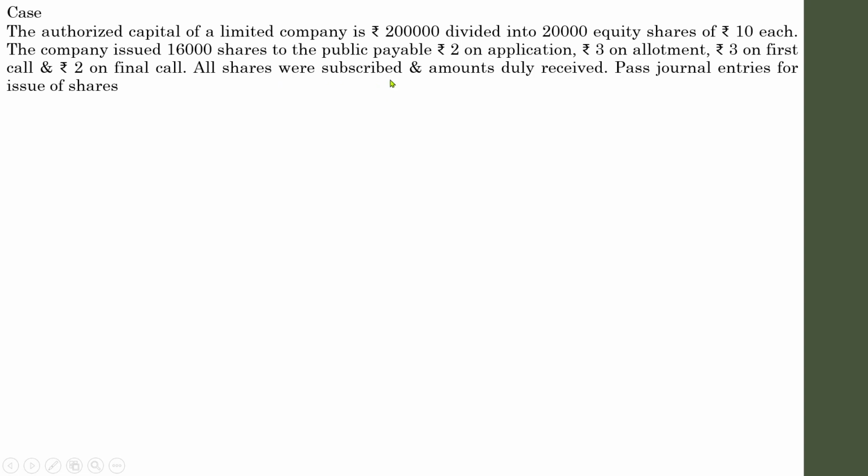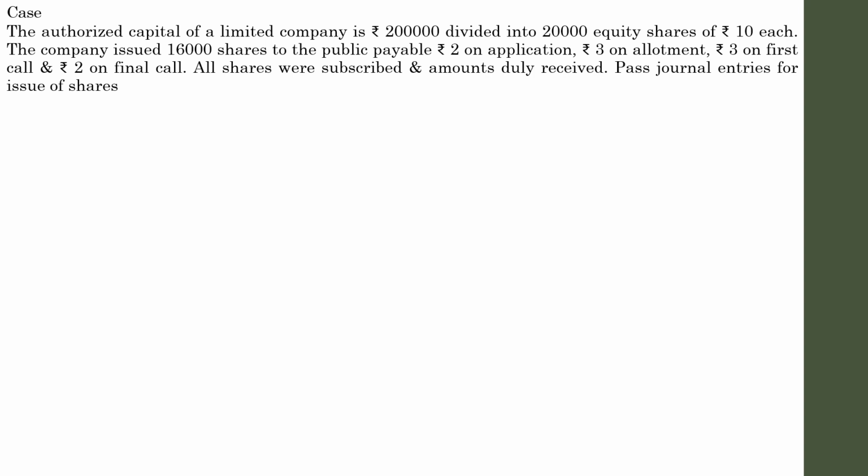All shares were subscribed and amounts duly received. Pass journal entries for the issue of shares. So there are no issues with regard to calls in arrears or calls in advance like that. All amount has been received on time. So you just need to collect the amount and pass journal entries like that, which we have learned previously. In the last session we discussed the pattern. Now we are going to implement those journal entry patterns in this question.